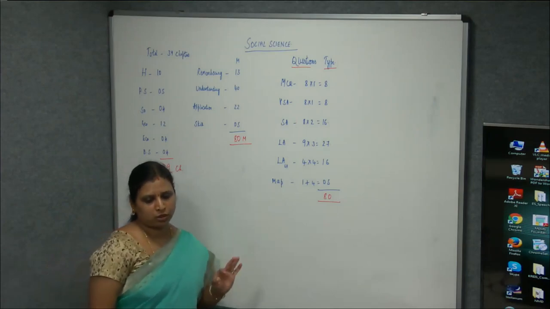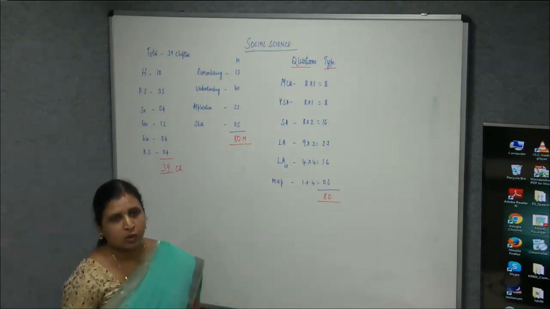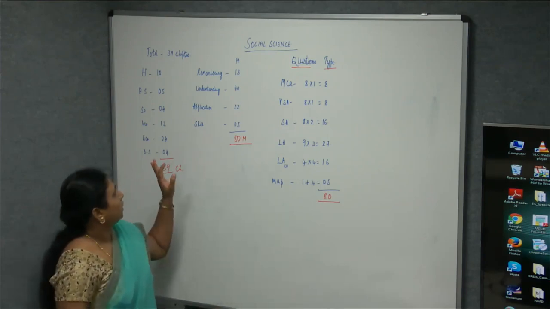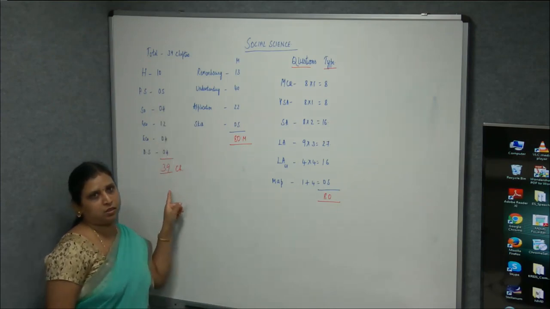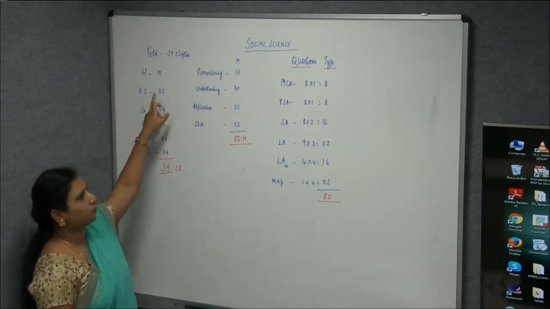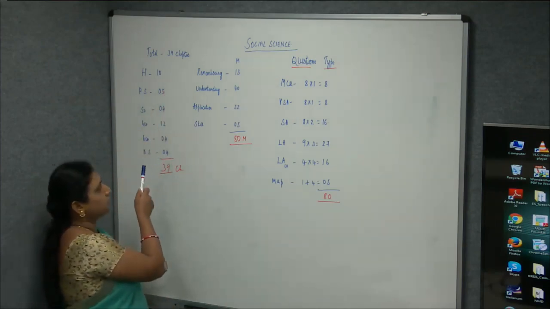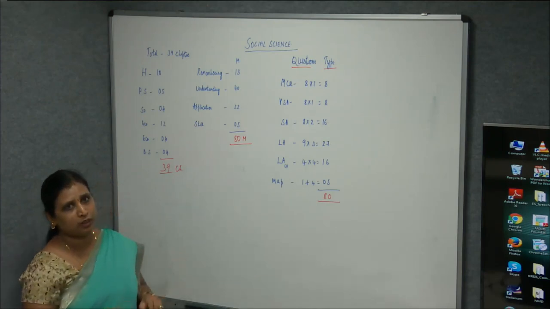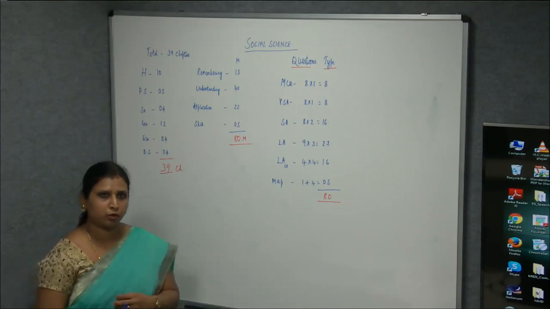Also, the four mark questions that are important from your examination point of view. So let us discuss one by one, okay? We know that in social science, we have 39 chapters, isn't it? So history, we are having 10 chapters, then political science, 5 chapters, then sociology, 4 chapters, then geography, 12, then economics, 4 chapters, and business studies, 4 chapters.